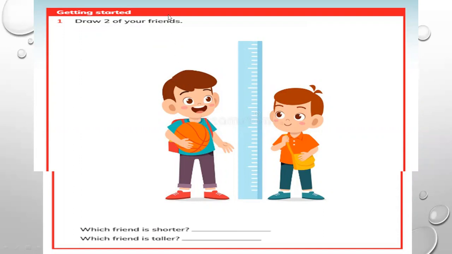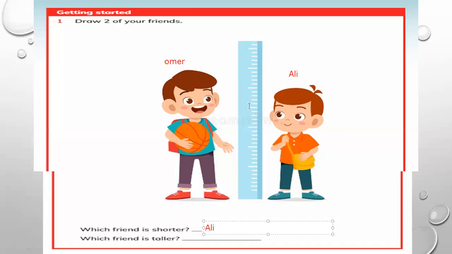We can say Ali and Omar. Okay. So here are two friends, Ali and Omar. Which friend is shorter? You can see which one is shorter. We have to estimate that by looking at the picture. We are going to estimate and say which friend is shorter. Ali is shorter. Yes, Ali is shorter.